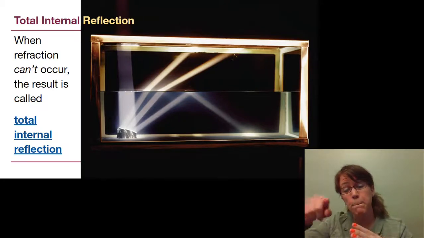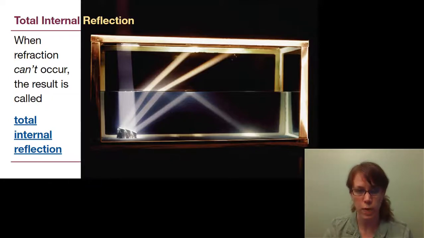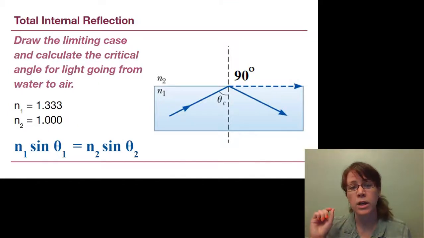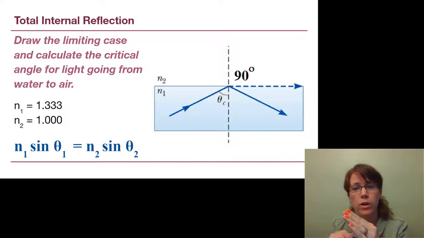All of that light bounces off the surface, and we're going to be talking more about reflection itself and the law of reflection the next time that you have class. But when refraction can't occur and the light stays within that higher index of refraction medium, that is called total internal reflection.